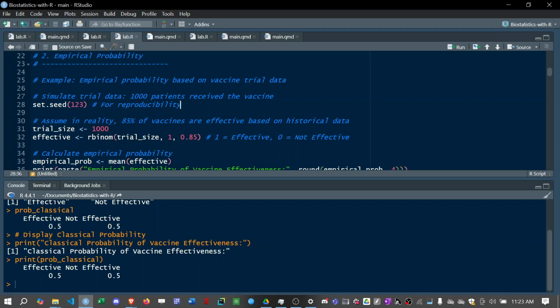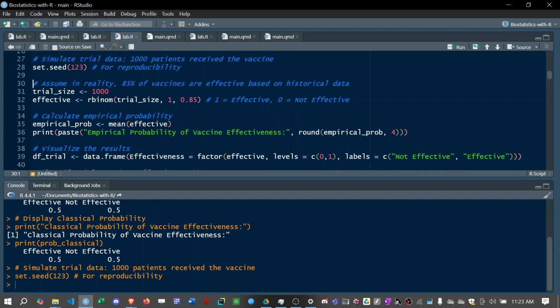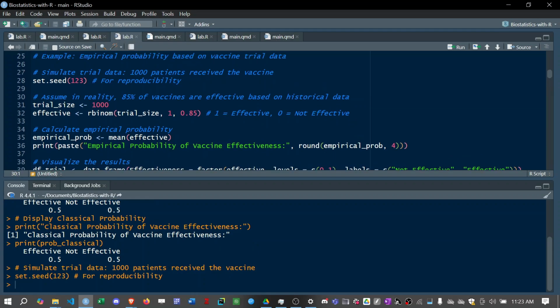We are going to set seed for reproducibility. We usually set seed in case we generate random numbers, so that we're able to generate those same random numbers again. That's just an example of why we set seed. In reality, I'm assuming 85% of the vaccines were effective on the patients, which means that the other 15% was not effective. So we'll give the trial size as 1,000.